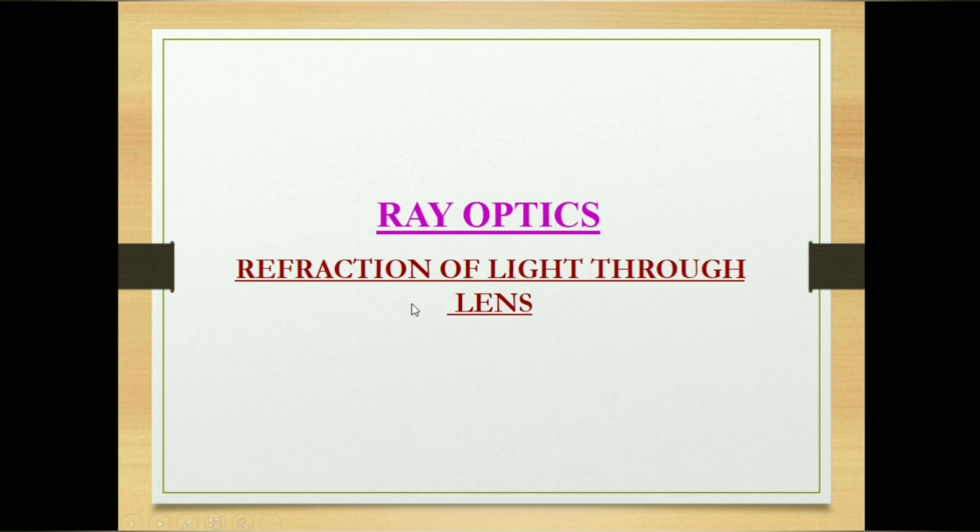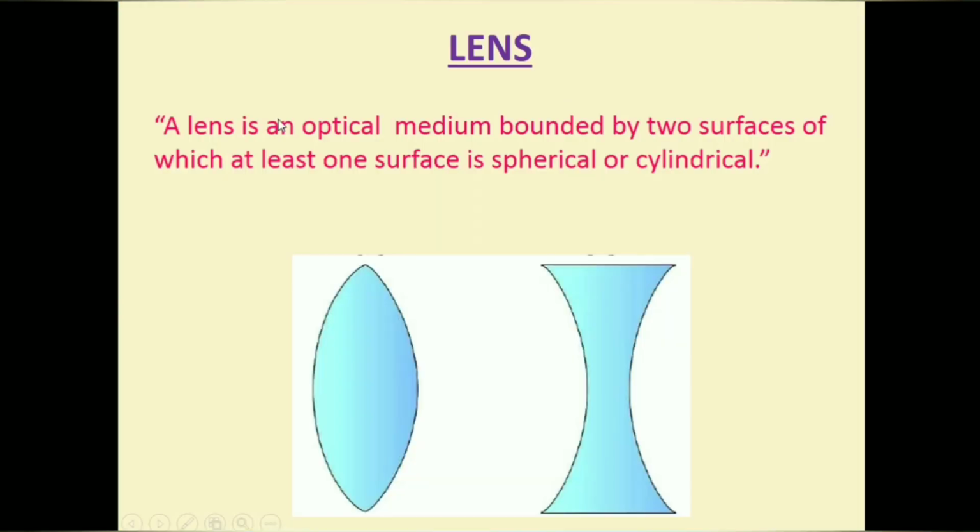First we have to know what is lens. A lens is an optical medium bounded by two surfaces of which at least one surface is spherical or cylindrical. So what is optical medium? The medium which allows the ray of light to pass through it. For example, we can consider glass. Glass is an optical medium bounded by two surfaces of which at least one surface is spherical.